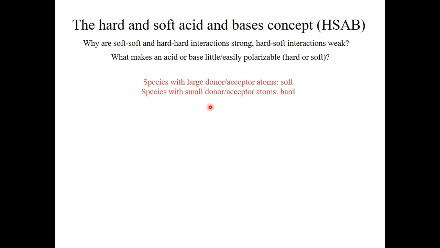So species with large donor and large acceptor atoms are typically soft. And if they overlap, they can effectively overlap, and that leads to a strong interaction. While when we have species with small donor and acceptor atoms, and these are both hard, you may remember that when two small orbitals overlap, they can also overlap effectively, and that leads to a strong interaction. All right.